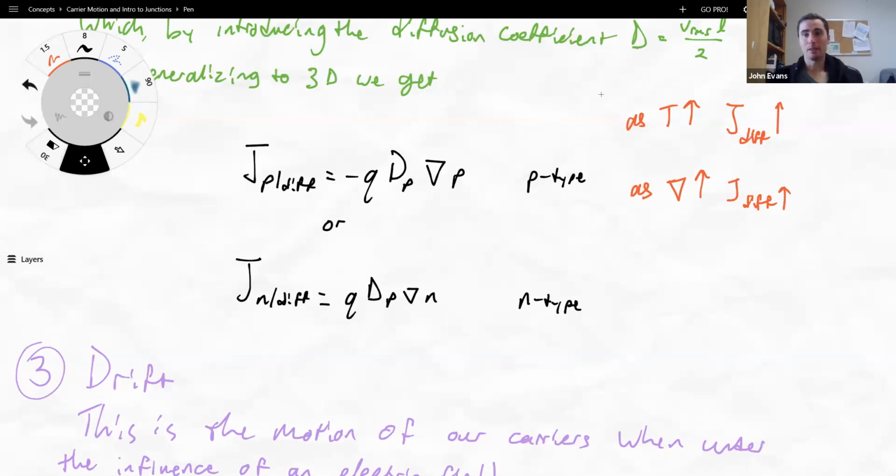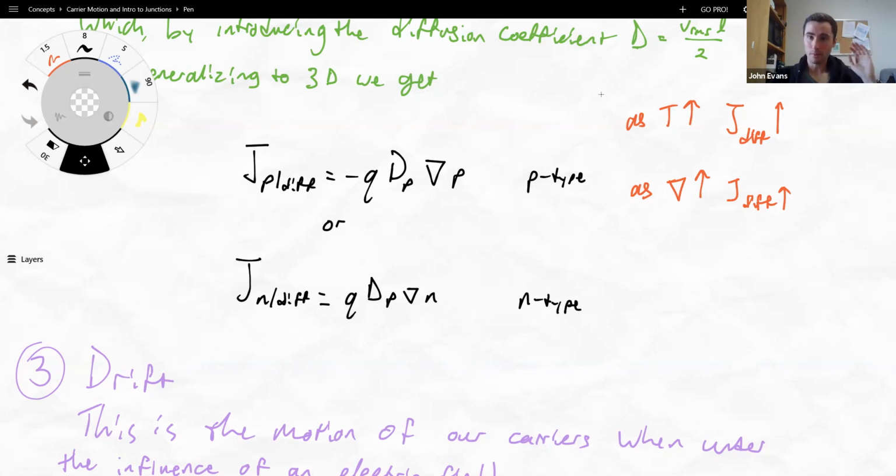So now the last type of motion that's important for us is drift. Drift is now saying that we have our semiconductor, and this time let's assume that it's evenly doped. We don't have a concentration gradient here because it'll just make our lives a little bit easier. But what we do have is an external force. In particular, we're going to have an electric field.